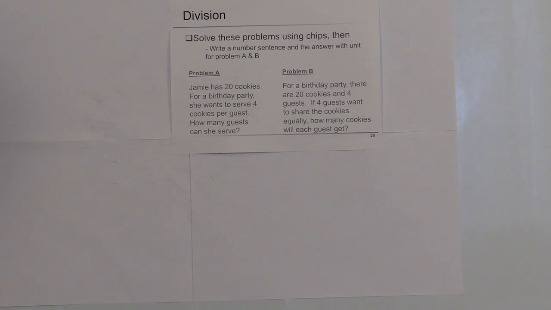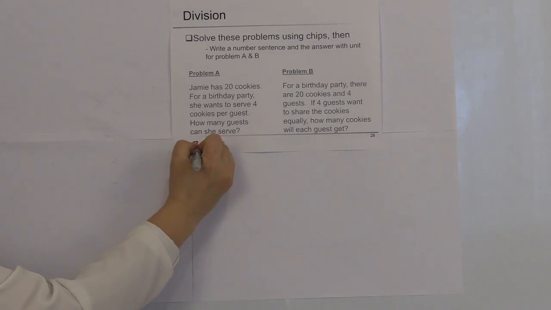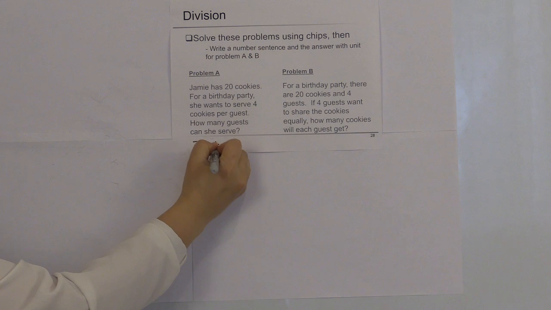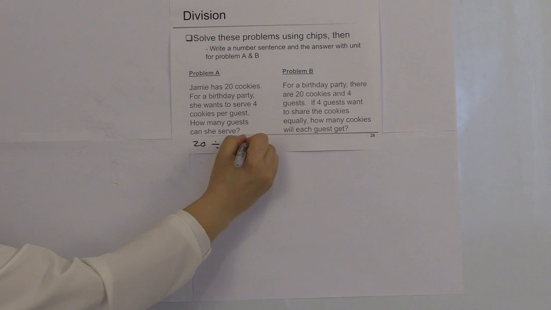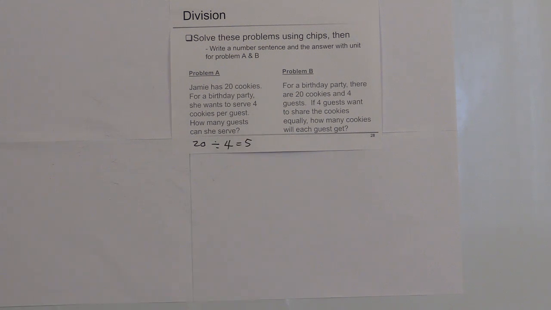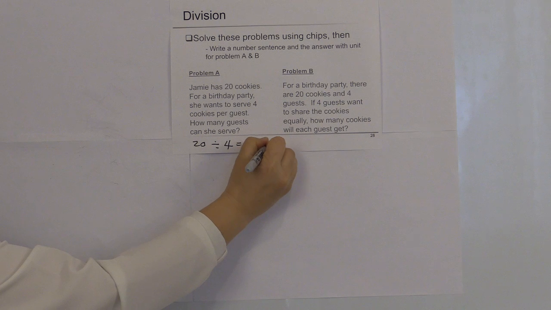How would you write the number sentence here? This one, the total is 20, divided by 4. And my answer is what? 5. What is my unit? 5 guests or 5 cookies? My unit is 5 guests.